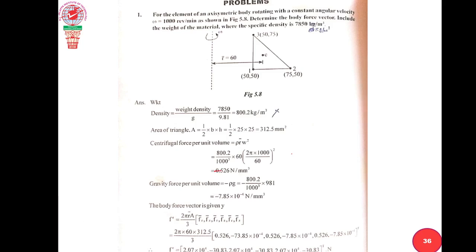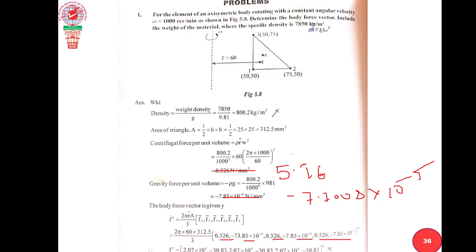Here, how much did you get? 5.16. And here, how much? Minus 7.70085 into 10 power minus 5. Now you substitute those values everywhere. The same thing will be there.